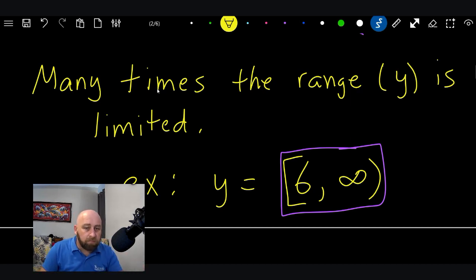Now, we haven't been calling that the range. We've just been calling that our solution. But in reality, when we solve for y, that is the range. So we have been finding the range. We just haven't been calling it the range.